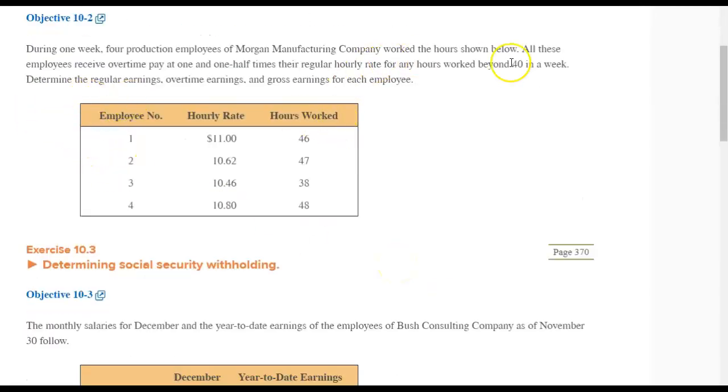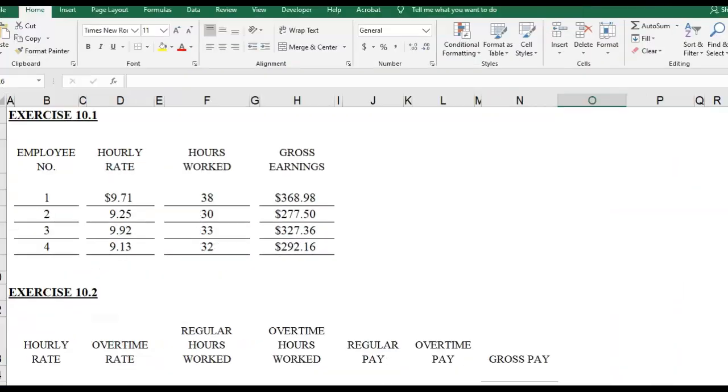Okay, so in this case, determine the regular earnings, the overtime earnings, and the gross earnings. So you can see that of these hours worked, there are 3 of them that are over 40 hours a week, so that you will have overtime to compute. And that will look something like this.